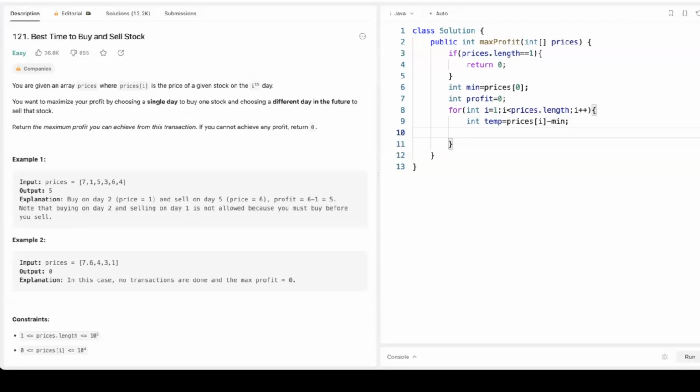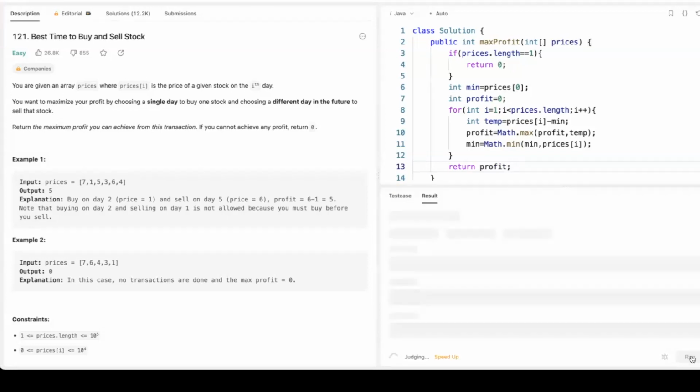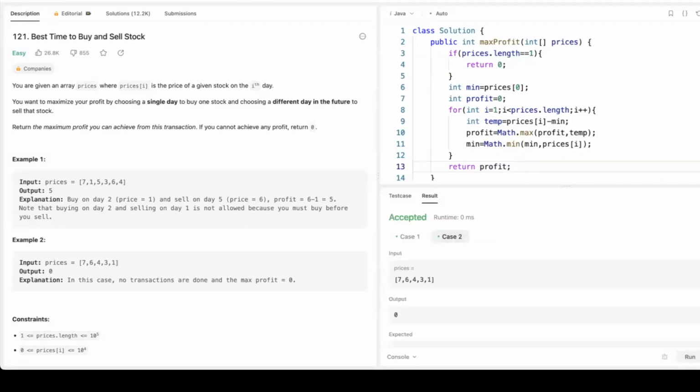Now we have to see if the profit that we have just calculated is greater than the already existing profit. If yes, the profit is going to be replaced by this one. So we have an inbuilt method of Math, which is Math.max. We can use that method to find out the maximum profit till day i. Also, we want to find out the minimum value till day i. And we are done. If I run this code, both the test cases pass.